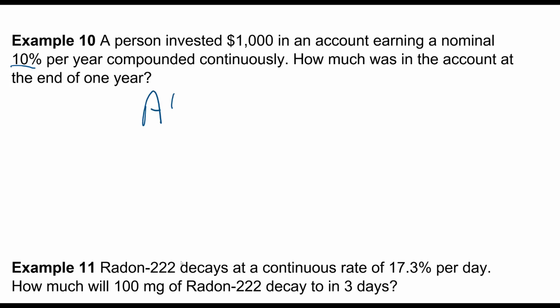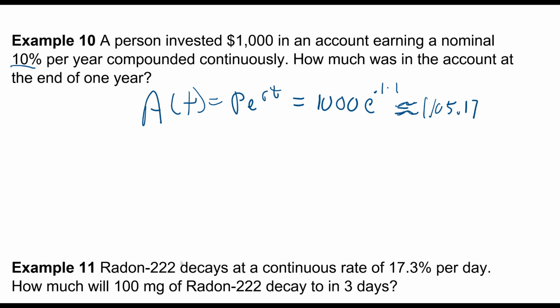So the amount at time t is going to be P e^(rt). So it's going to be 1,000 times e to the rate, so 10%, which in decimal form is 0.1, and time is 1 year, so times 1. And we get, approximately, $1,105.17.